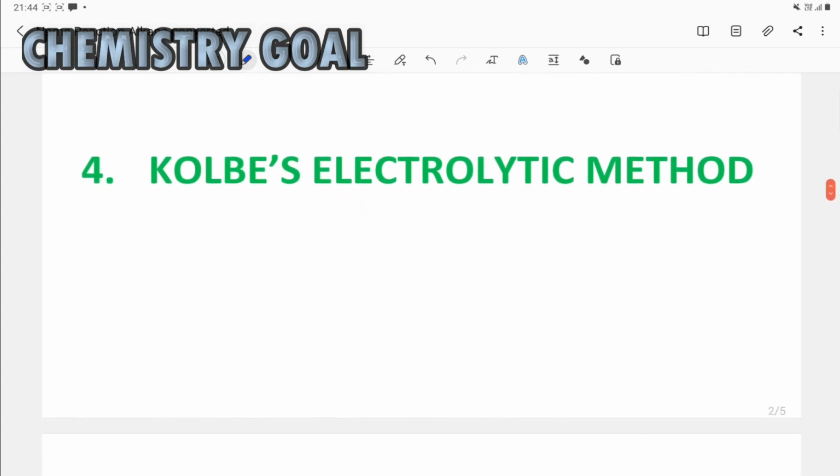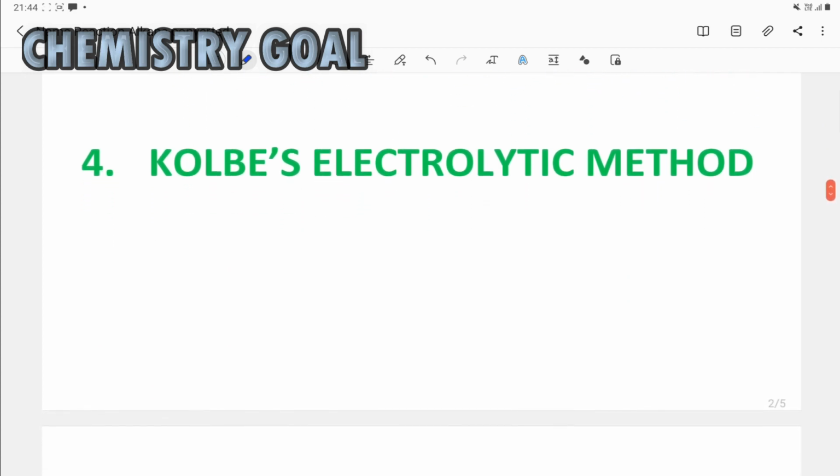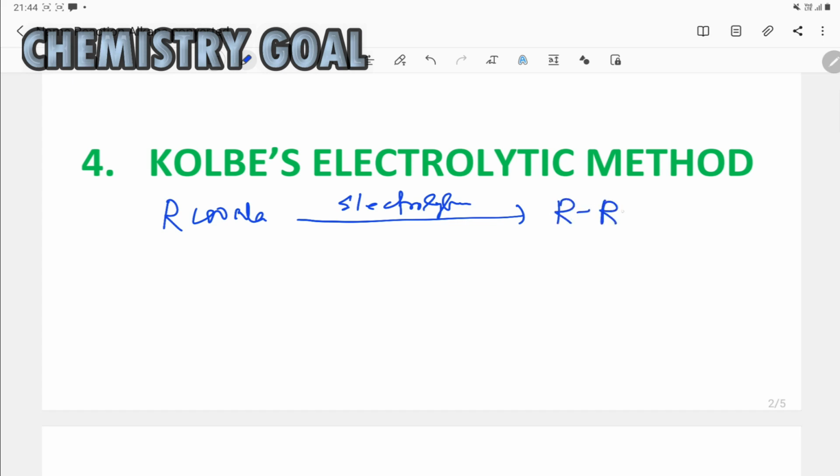Kolbe's electrolytic method. This method is also useful in the preparation of alkane. If you take salt of carboxylic acid, when it undergoes electrolysis, it produces alkane, and your side products are sodium hydroxide, carbon dioxide and hydrogen gas, all will be formed. How will this product be formed?